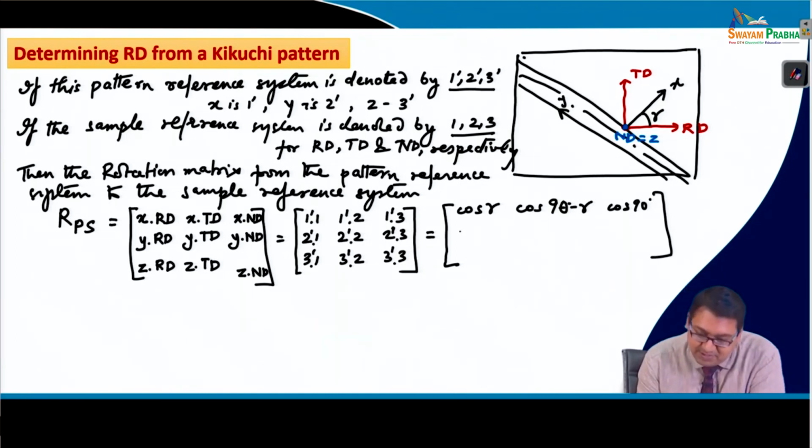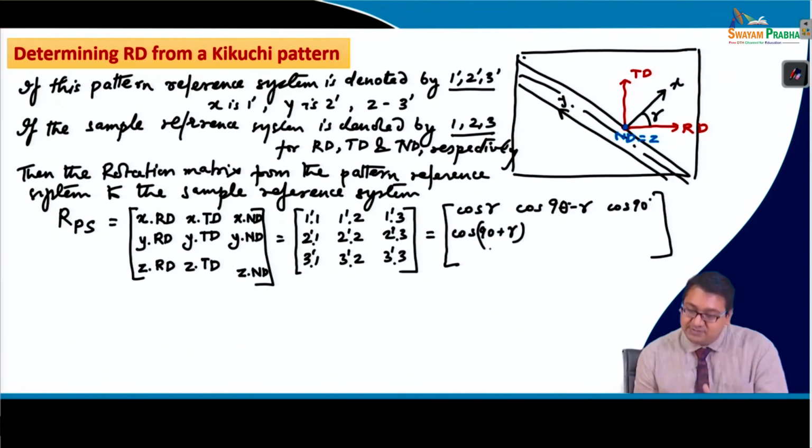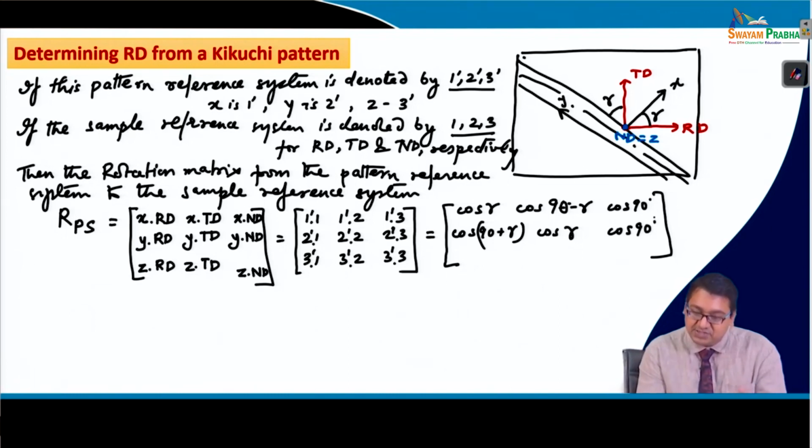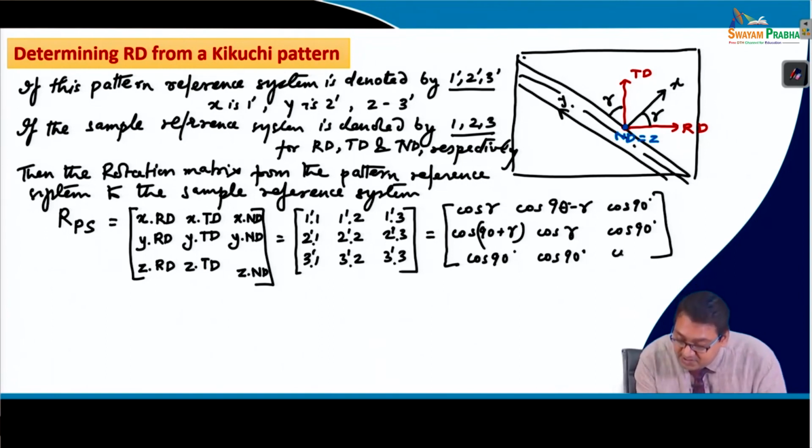The dot product between y and RD is equal to cos of 90 plus gamma. The dot product between y and TD is again cos of gamma, because if this is gamma, then the angular relationship between y and TD is again gamma. The relationship between y and ND is cos of 90 degrees. The relationship between z and RD is cos of 90 degrees. The relationship between z and TD is again cos of 90 degrees. And the relationship between z and ND, that is cos of 0 degrees, is this one.